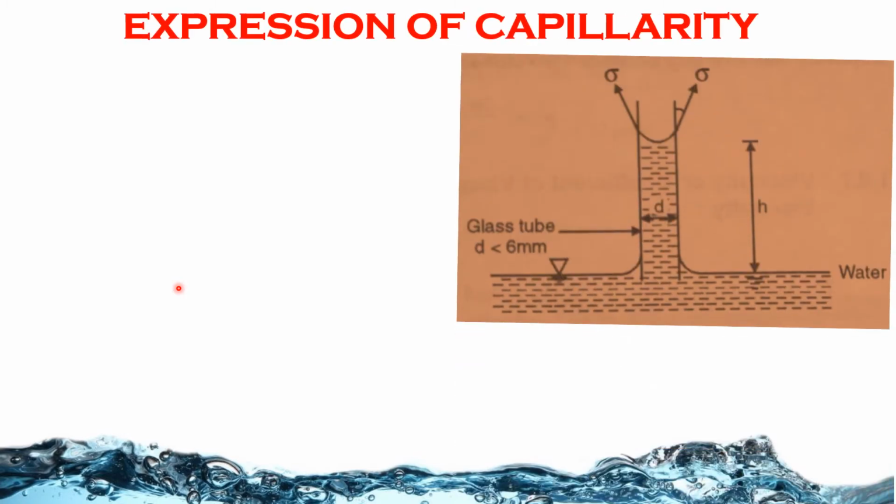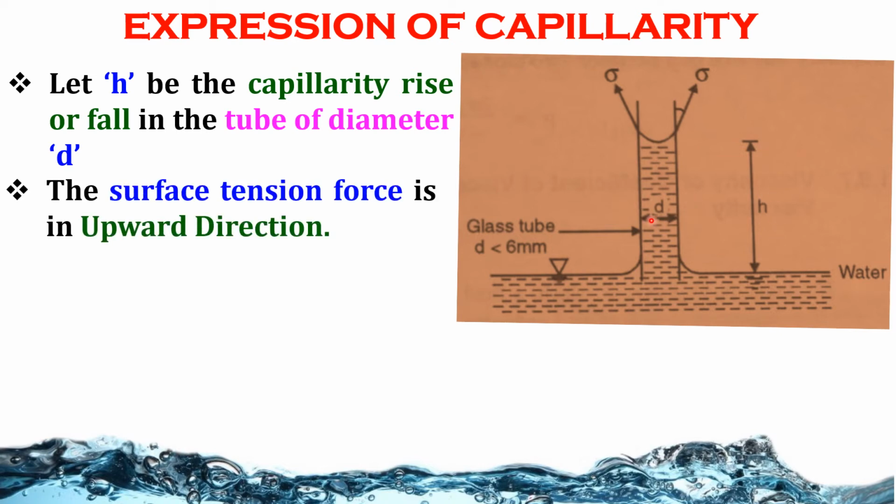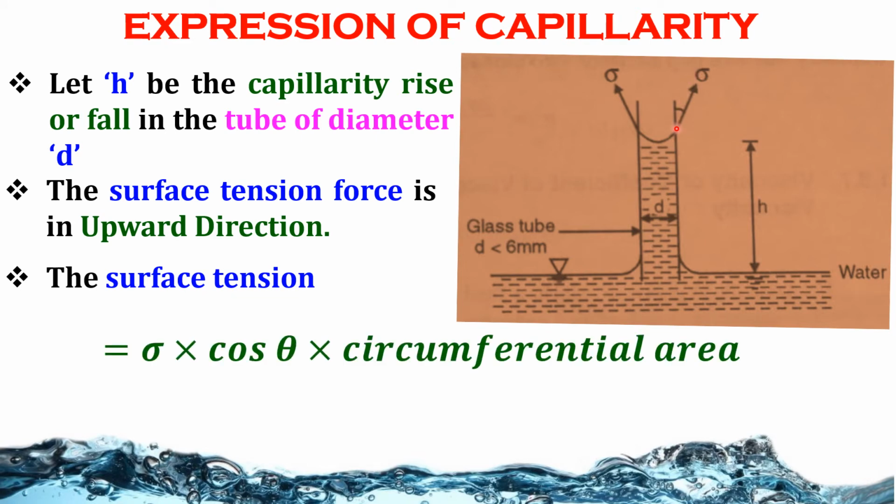Next, we are going to discuss the expression for capillarity. Consider a height h to be the capillarity rise in a tube of diameter d. The surface tension acts in the upward direction. Then the surface tension force is given by sigma into cos theta into the circumference, where the circumference is pi d. Therefore, surface tension force is equal to sigma into cos theta into pi into d.